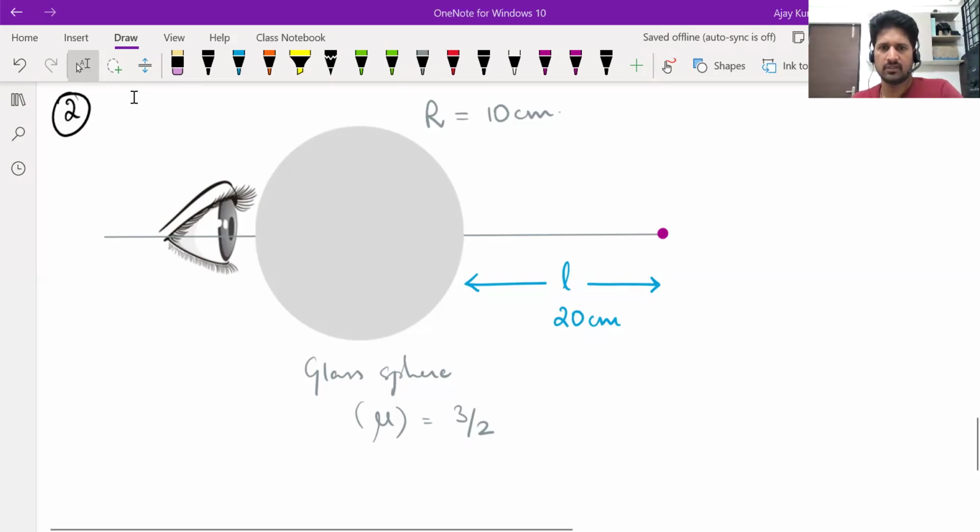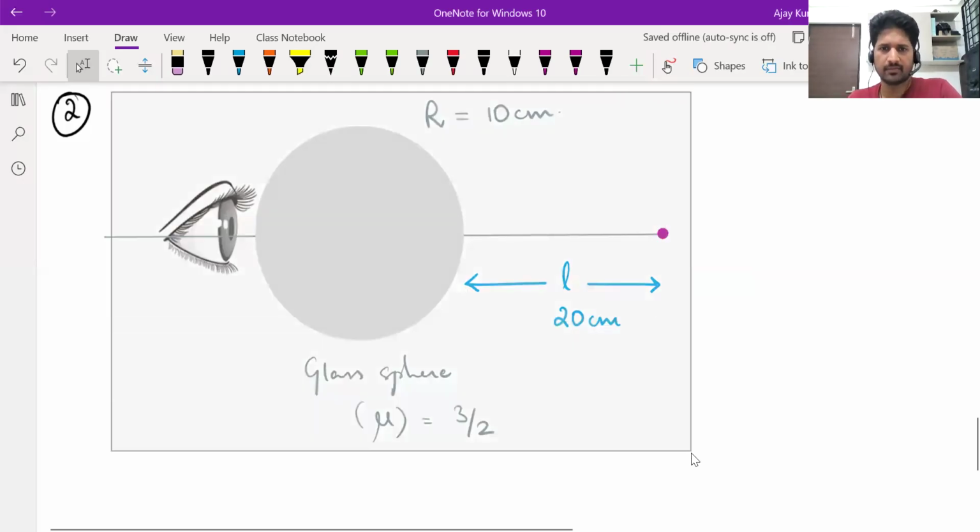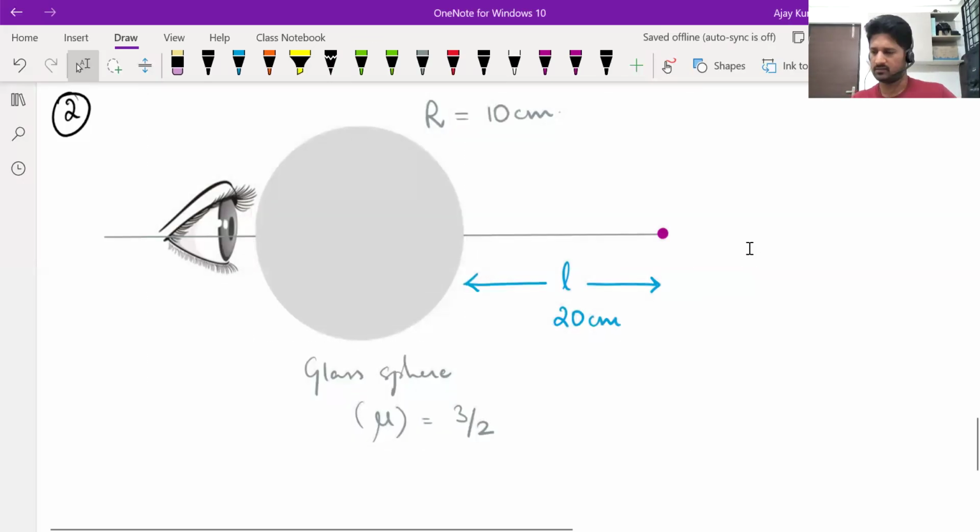2 refractions, obviously. Okay, Anugrah is asking, do we consider R positive for both refractions? See, it depends on the sign convention and the side on which the center of curvature lies. Okay, we'll discuss in the solution. I don't think it will be positive for both of them. For the first one, it will be positive. Second one, it will be negative. Okay, so there are 2 refractions.